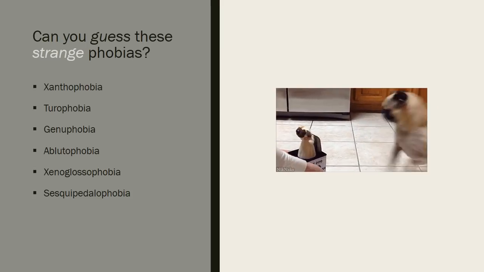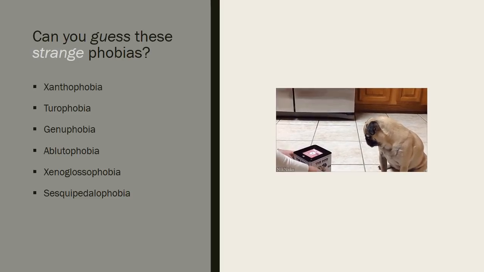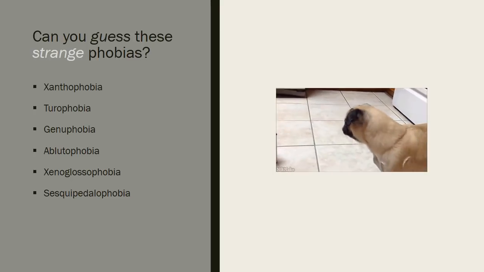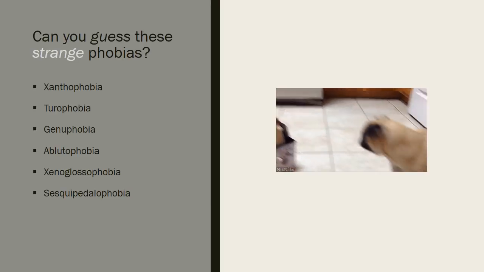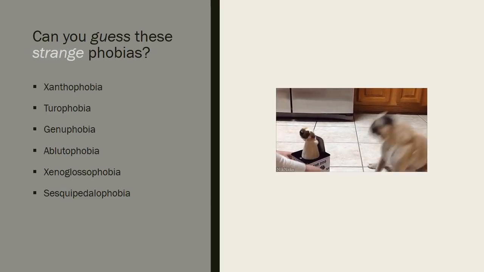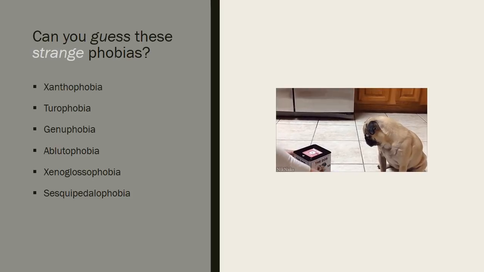Okay, so like I said, phobias are usually very irrational fears, so being scared of something that has no real threat or danger whatsoever. So let's just look at this list. Here we have xanthophobia, turophobia, genophobia, ablutophobia, xenoglossophobia, and sesquipedalophobia. That last one is very hard to say, but you can read it. So I'm just going to give you a few seconds to think. What do you think these strange phobias are about? Remember, they are very irrational fears. So have a guess. Okay, maybe you do know, maybe you don't know, but let's go over these very strange phobias.